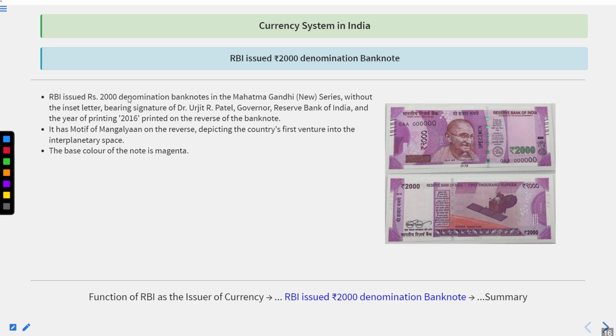RBI issued rupees 2000 denomination banknotes in the Mahatma Gandhi new series without the inset letter, bearing the signature of Dr. Urjit R. Patel, Governor of Reserve Bank of India, and the year of printing 2016 printed on the reverse of the banknote. It has motive of Mangalyaan on the reverse, depicting the country's first venture into the interplanetary space. The base color of the note is magenta.